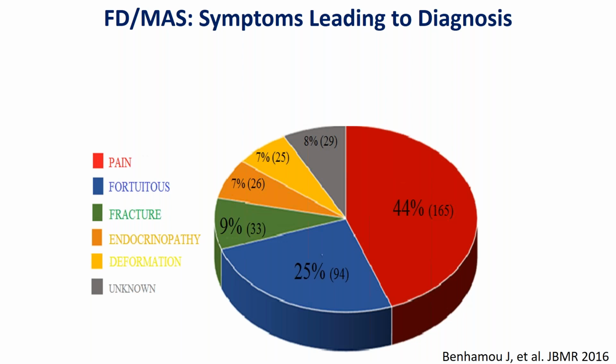pain is the leading symptom. Probably half of the patients at some point in their life will have bone pain. This can be resting bone pain or mechanical bone pain elicited by movement, by walking, for example. And some patients undergo fracture, endocrinopathy, and the most frequent, once again, is precocious puberty, bone deformity, and about a quarter of the patients actually don't have symptoms, and the diagnosis is incidental. So they benefit from imaging for any reason, and the bone disease is discovered this way.